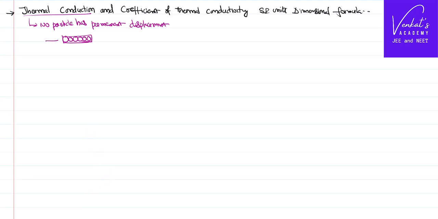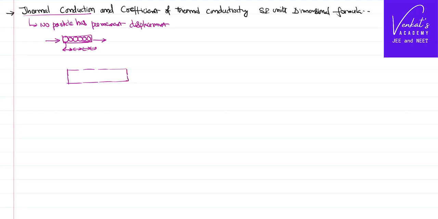So, you supply the heat, each particle picks up the energy, vibrates about its mean position, transmits the energy and comes back. Like that, finally it will go from one end to the other end. This kind of phenomenon, where no particle has a permanent displacement and vibrations happen about the mean position, is called thermal conduction. So let us imagine a thermal conductor, a solid material like iron.